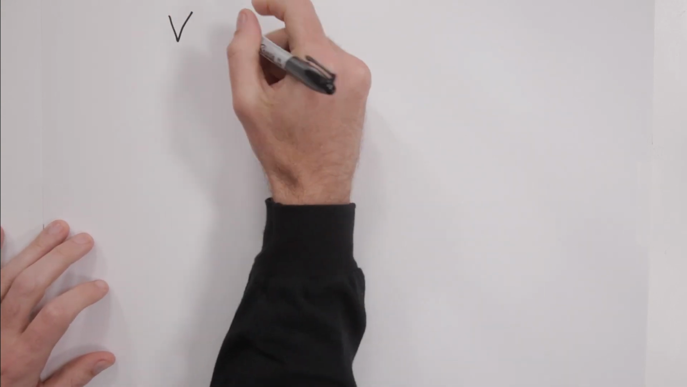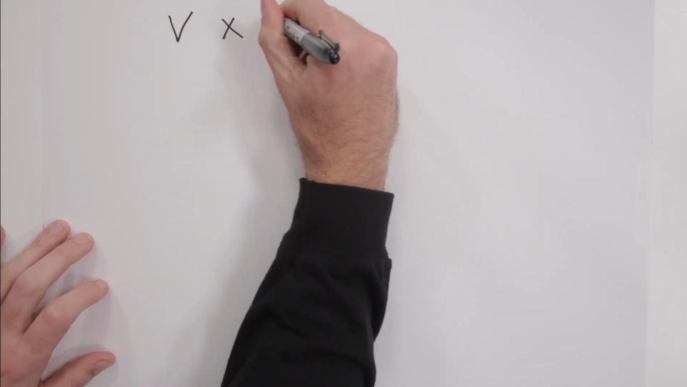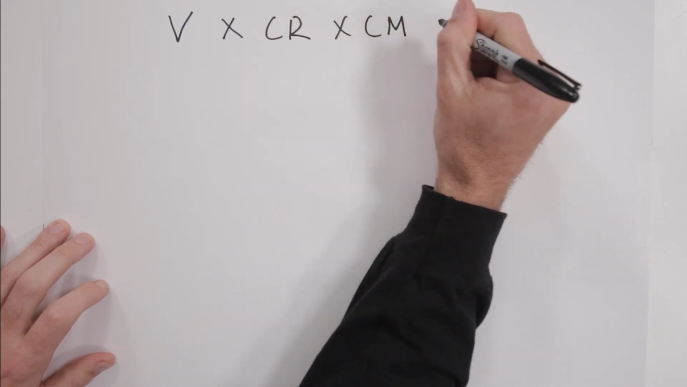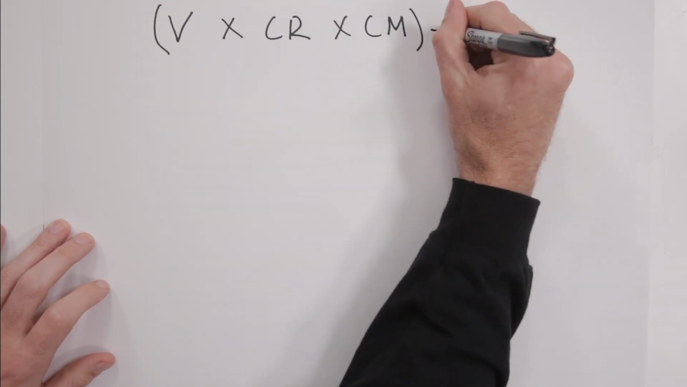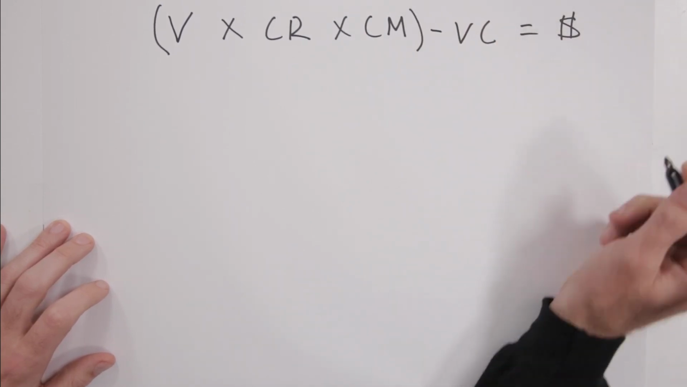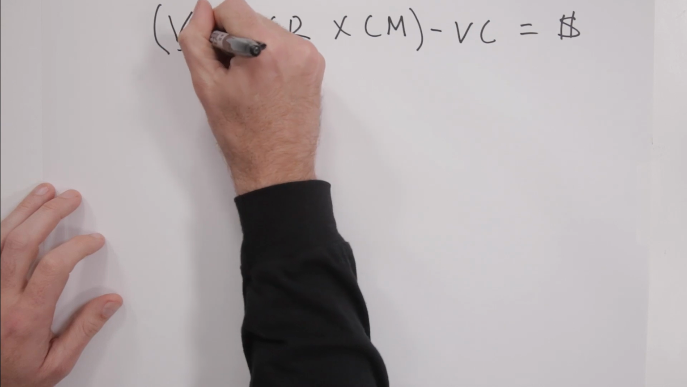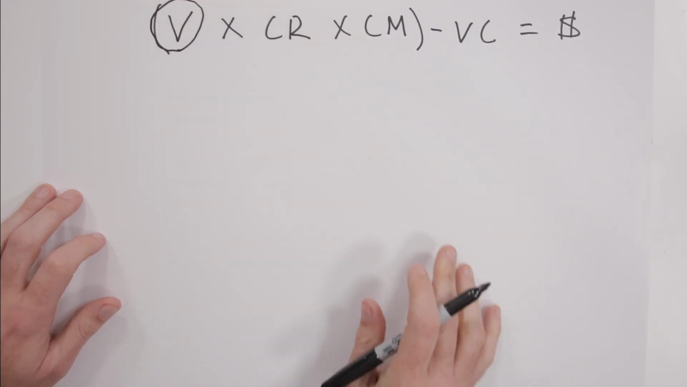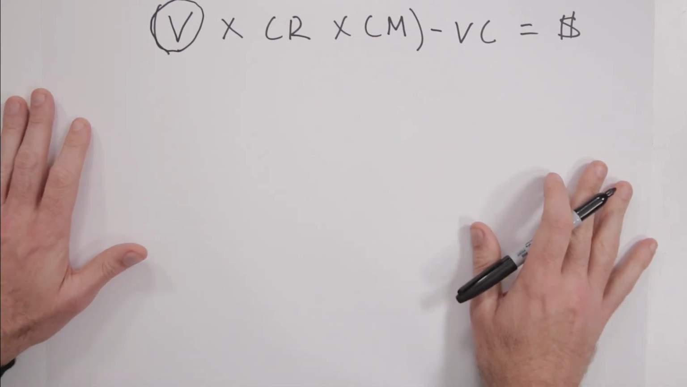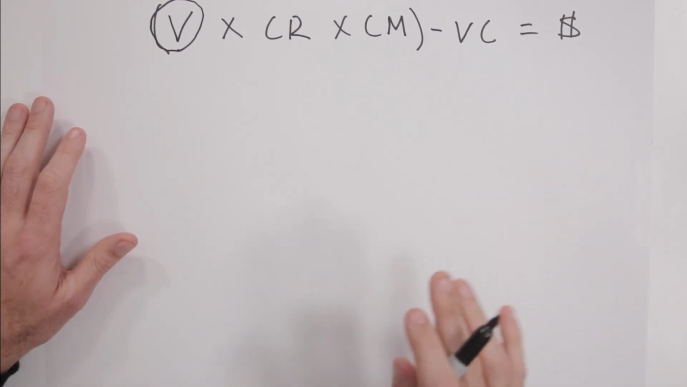Continuing our series on the e-commerce growth equation: visitors times conversion rate times your cash multiplier minus your variable cost equals profit. Today we're going to be focusing in on the front of the equation, visitors. We're going to begin by exploring what it means to have a healthy, diverse visitor mix.